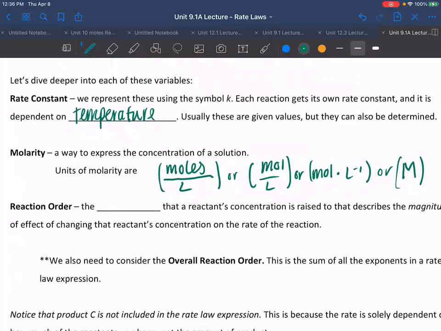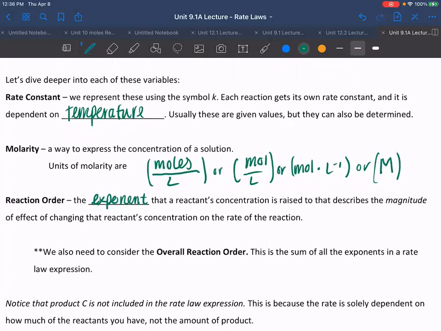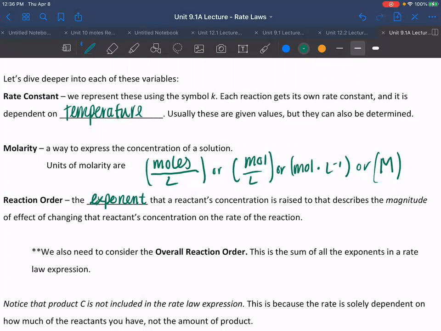Reaction order. This is the exponent. So this is the little N or M. And this has to do with the magnitude of effect that changing that reactant's concentration has on the rate. So let's say that reactant really affects the speed. It's going to have a higher exponent because it's going to take into consideration its concentration a little bit more than if it didn't really have any effect.